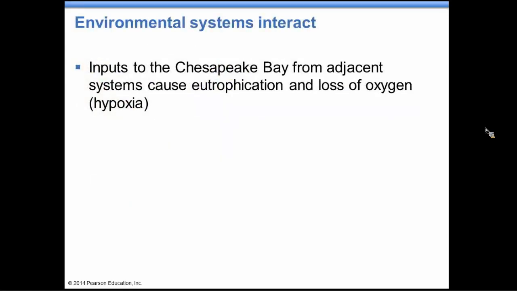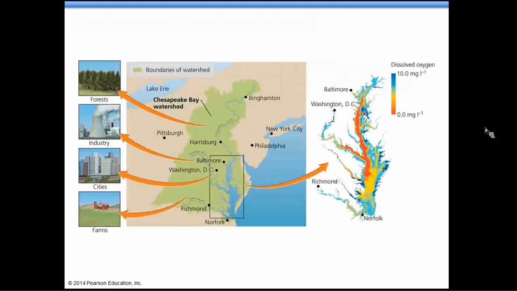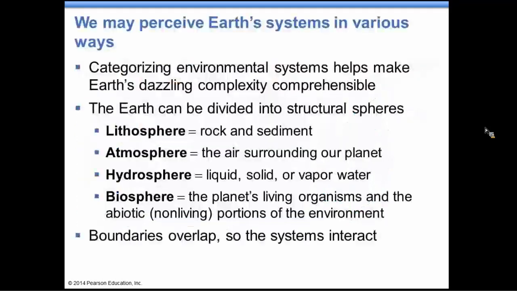Inputs into the Chesapeake Bay from the adjacent systems cause eutrophication and loss of oxygen, or hypoxia. And as we can see, the entire watershed involves multiple areas and systems from forests, industries, cities to farms, and the dissolved oxygen at some points is incredibly low, all the way to nearly 0 milligrams per liter.